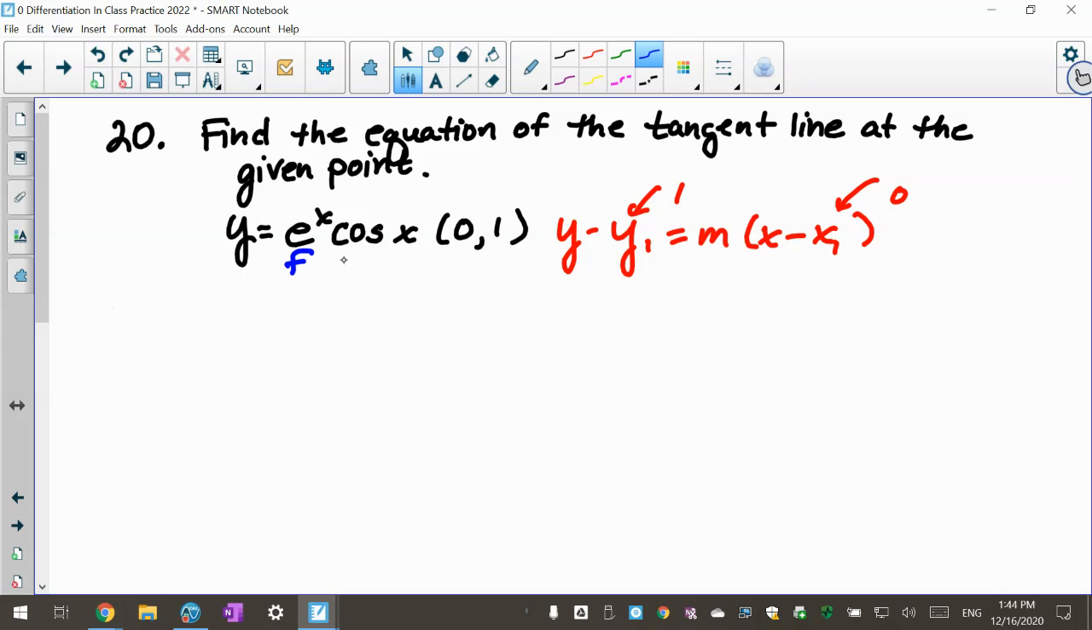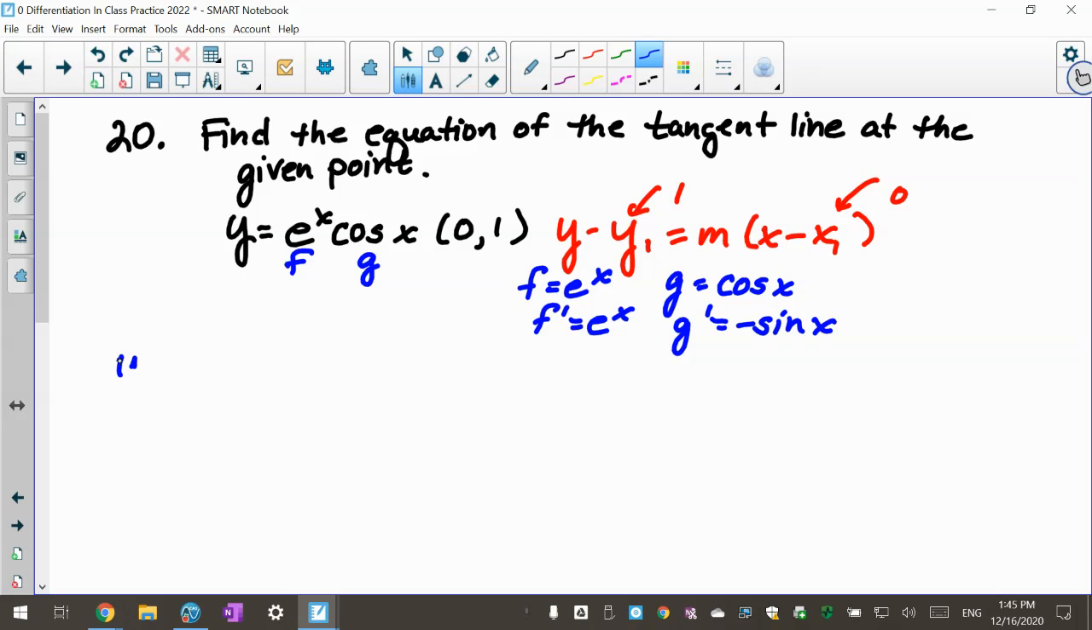I see this is a product, so I'm going to set up my work. F is e to the x. F prime is e to the x. G is cosine of x. G prime is negative sine of x. If you have your derivative card out and you get going on this, it gets a little bit easier.